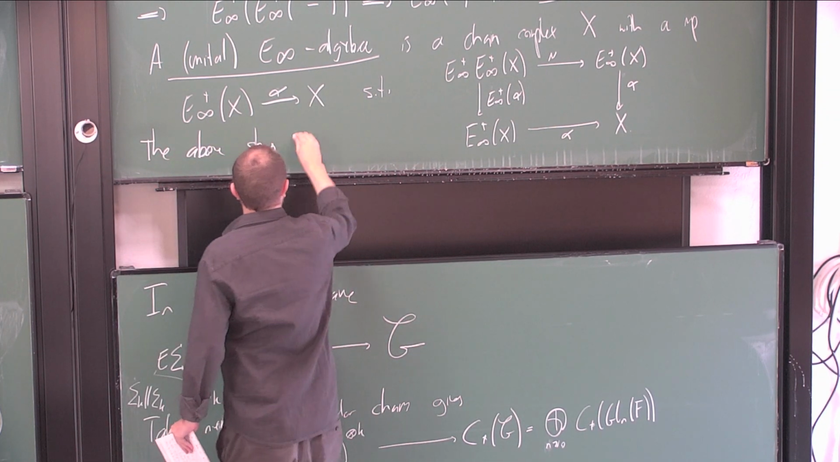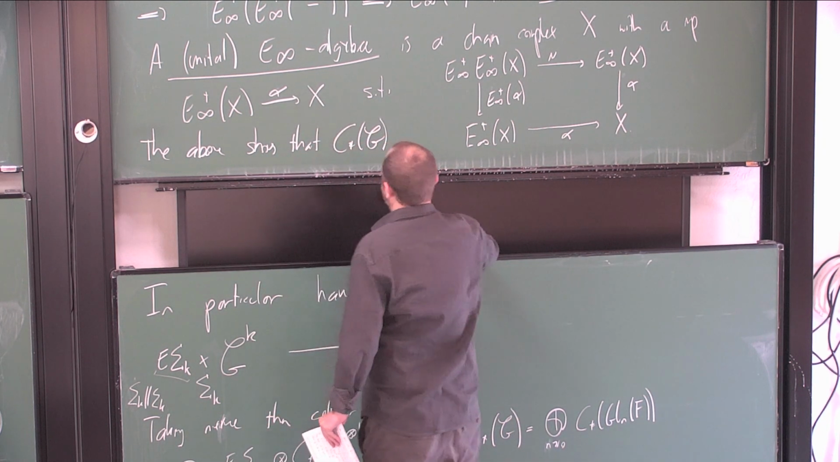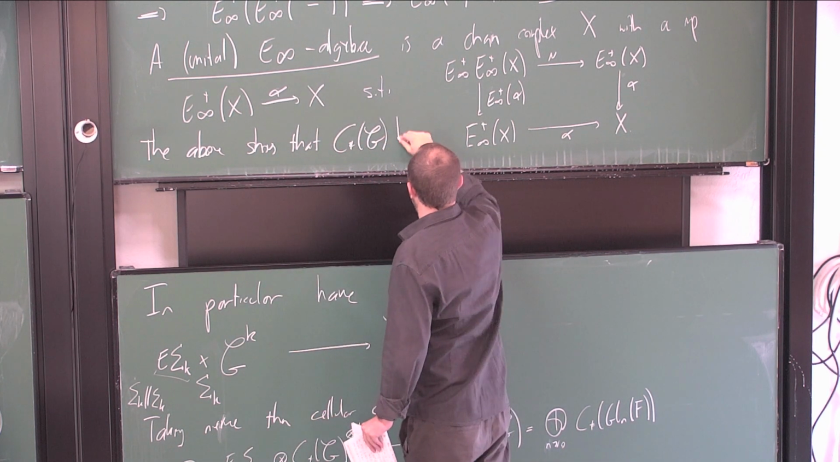And let me just say the above shows that chains on the groupoid has this structure.